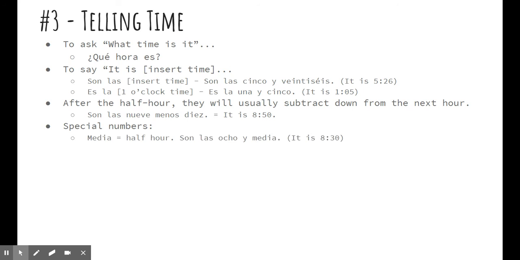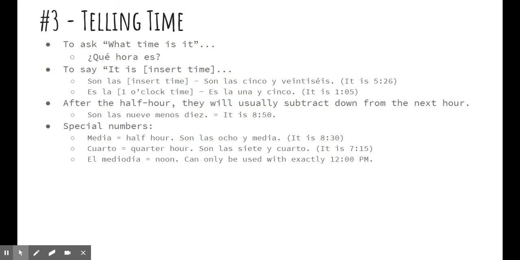We do have a few special numbers. We've got media, which is half hour, usually used for the half hour, son las 8:30. Cuarto, that's typically used for the quarter hour, son las 7:15. It is 7:15. El mediodía is noon. It can only be used for noon exactly. They don't combine it with other times. You can't say es el mediodía y tres. Same with la medianoche, that's midnight. Again, only for midnight exactly.